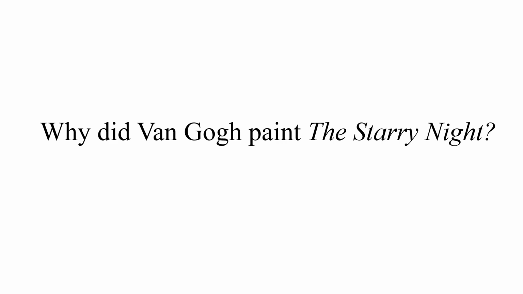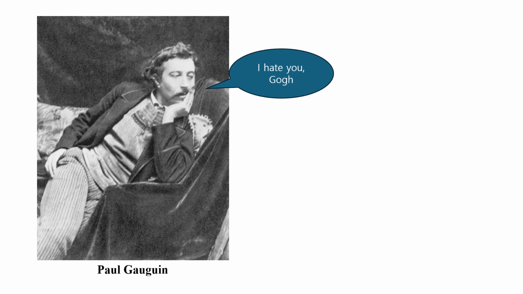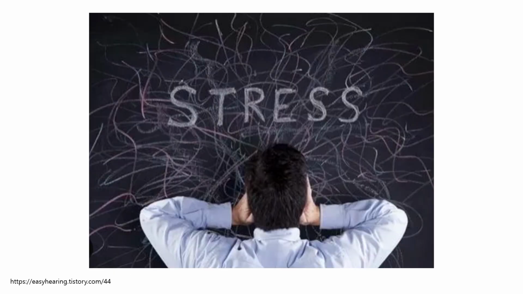And why did Van Gogh paint The Starry Night? One of the pivotal events in his life was his falling out with his only true friend, fellow painter Paul Gauguin. When Paul Gauguin left, Van Gogh was devastated. Already unrecognized in his time and plagued by insecurity, this loss deepened his anxiety.